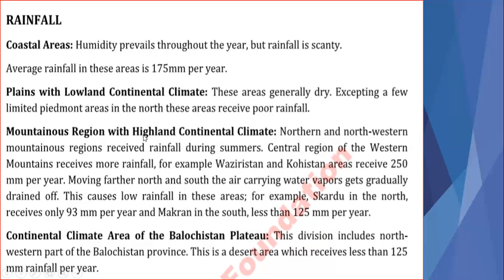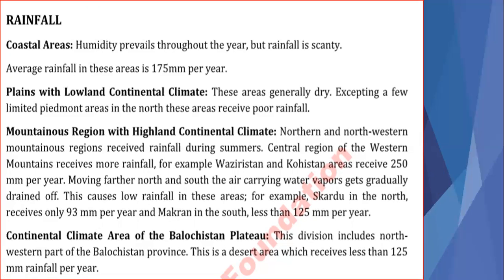Now, mountainous region with highland continental climate. These are the areas of the north and northwest mountain region, which we discussed at the start. The north and northwest region receives rainfall during summer, and the central region of the western mountains receives more rainfall, for example Waziristan and Kohistan. These are areas of the western mountains, and they receive more rainfall, 250 millimeters per year.